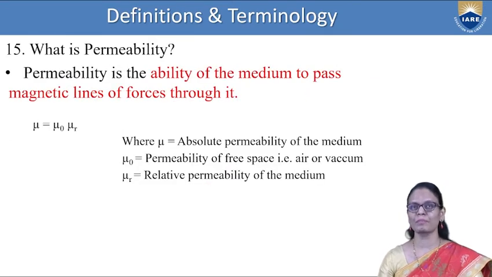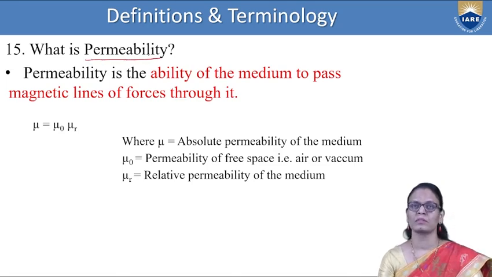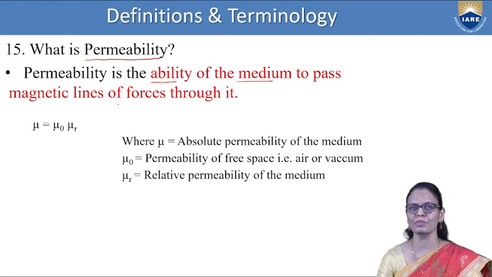Next, what is permeability? It is the ability of the medium to pass or allow the magnetic lines of force through it. Means, if a material is allowing the lines to pass through it, it is permeable. So, it talks about the ability of the medium to allow the magnetic lines of force to pass through it. Permeability is given by mu is equal to mu naught into mu r.